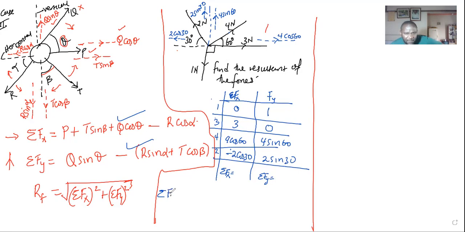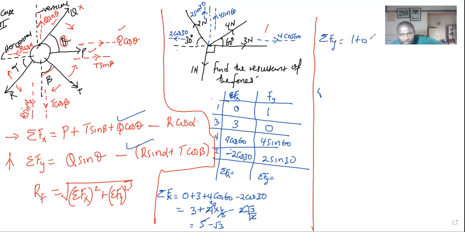Sum of forces in X will be 0 plus 3 plus 4 cos 60 minus 2 cos 30, realizing 3 plus 4 times a half minus 2 root 3 over 2, which is 5 minus root 3. In the vertical, sum of forces is 1 plus 0 plus 4 sine 60 plus 2 sine 30. The advantage of the table is you don't have the challenge of knowing, wait, this one was going down also. The down is a negative vertical, so this is a minus.